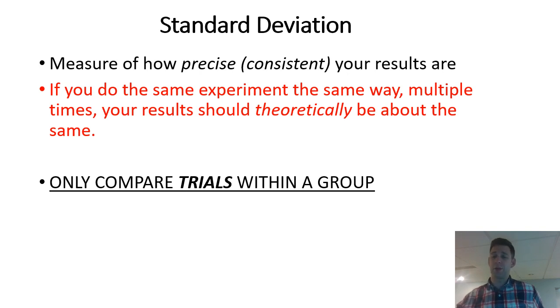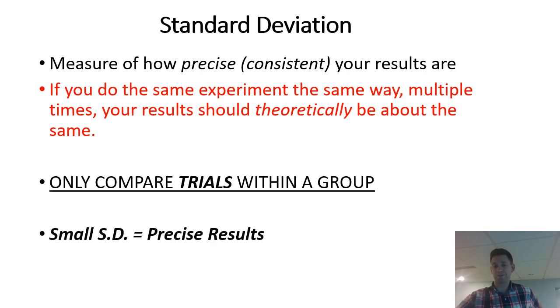Now, this is important because students often mess this up. This is only to compare trials within a group. So plant A versus plant B would not be standard deviation. Plant A over time, how it's grown over 3 weeks, that would not be standard deviation. The only example of standard deviation would be if I had 5 plant A's that were all given the same treatment, and at the same time I wanted to compare how similar those results were to each other. Then I could use standard deviation.